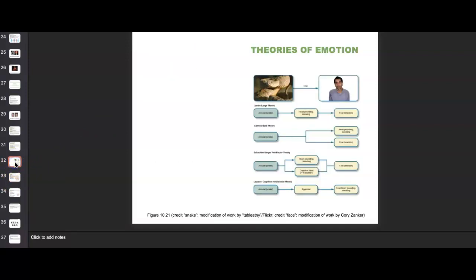For questions 3 and 4 on chapter 10, it's going to be asking you to describe happiness with regards to these 4 theories. So describe happiness from James-Lange, Cannon-Bard, Schachter-Singer, and then Lazarus. And then question 4 is going to be to describe love and falling in love based upon these 4 theories individually.